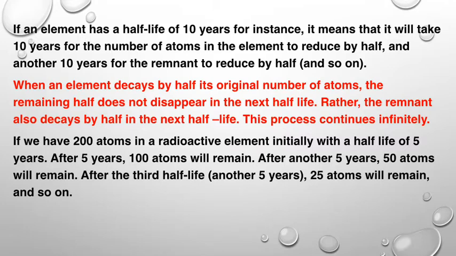If we have 200 atoms, for instance, in a radioactive element, initially with a half-life of 5 years, after 5 years, half of 200 will remain, that's 100 atoms. After another 5 years, not that the whole remaining 100 will go off, no. Rather, half of the 100 that was left will remain, that's 50. And then after another 5 years, half of 50 will remain, that's 25. And then on like that. That means that after another 5 years, half of 25 will remain, that's 12.5. That is what will keep happening infinitely.